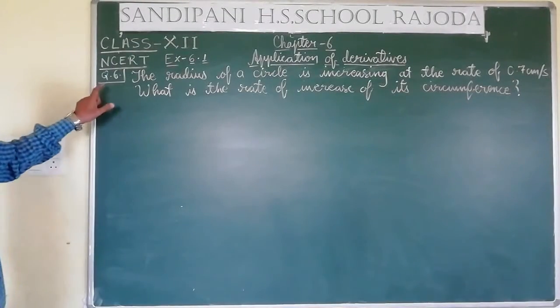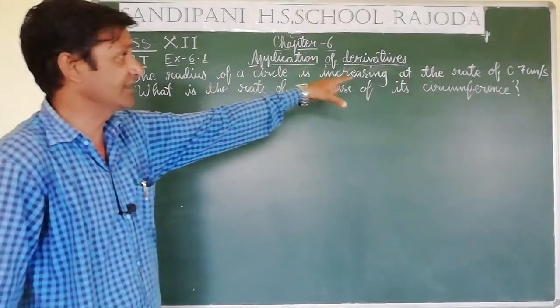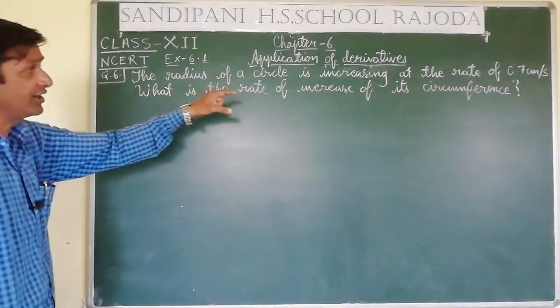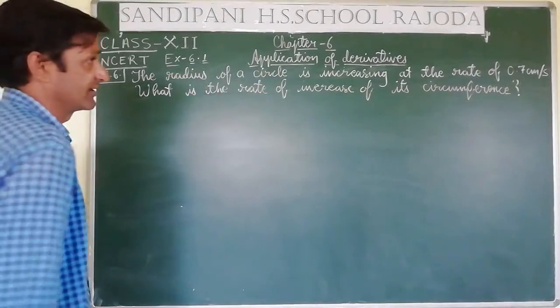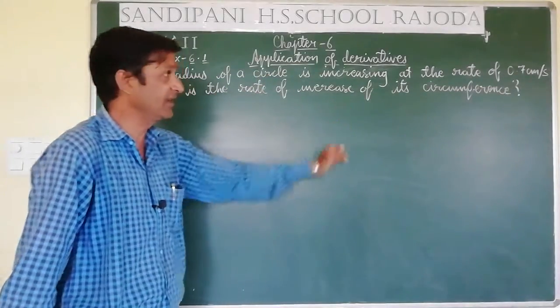Now see question 6. The radius of a circle is increasing at the rate of 0.7 centimeter per second. What is the rate of increase of its circumference? यहाँ पर हमको उसके circumference का रेट पूछा है कि वो किस रेट से इंक्रीज हो रहा है.